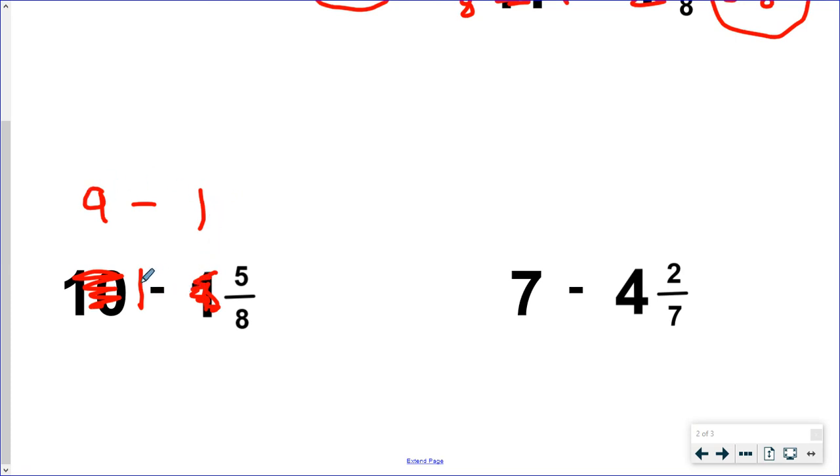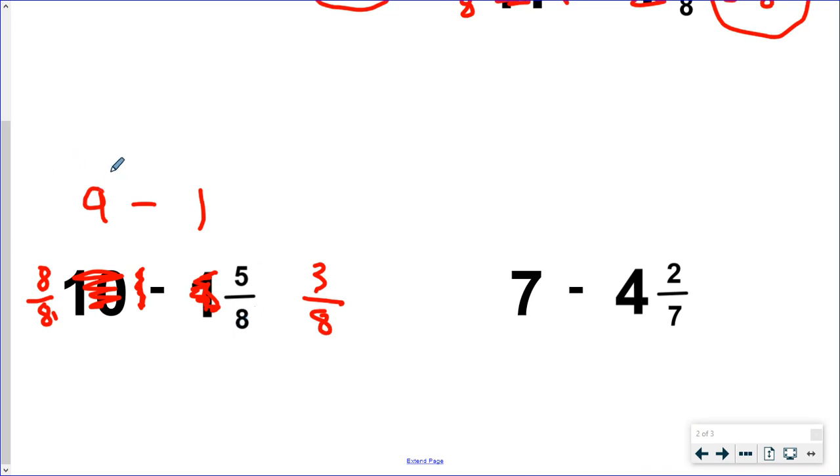Now I'm going to change this 1 into a fraction, and I want the fraction to be the same as this denominator over here, which is 8. So that 1 that I borrowed now becomes 8 over 8. And now I'm going to subtract that. 8 minus 5 is 3. And then the 8's here, so I have 3/8. So basically 1 minus 5/8 is 3/8.